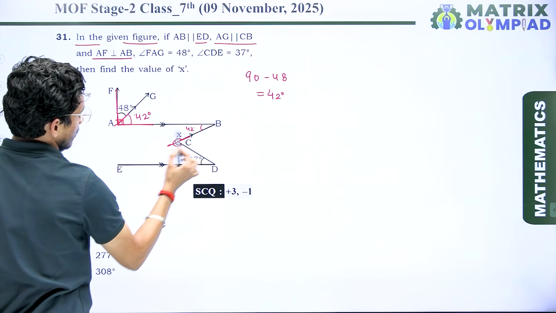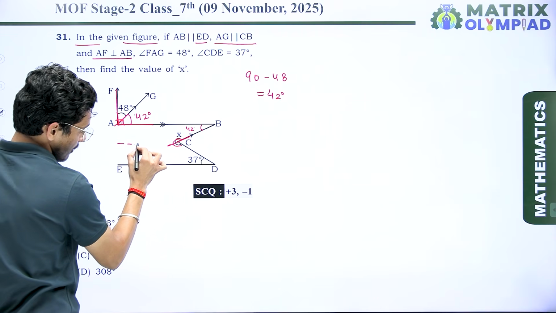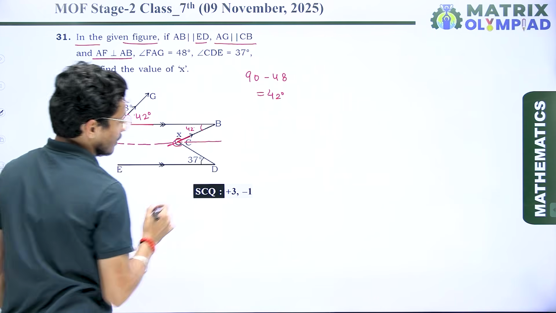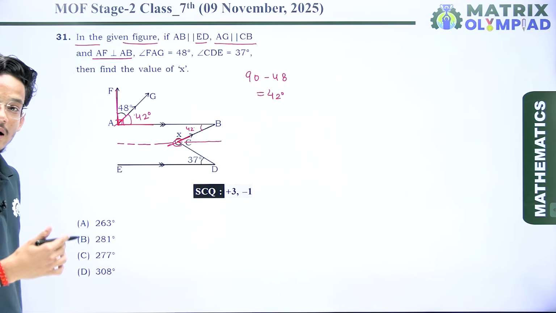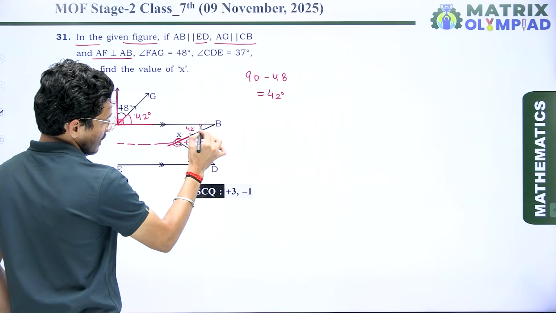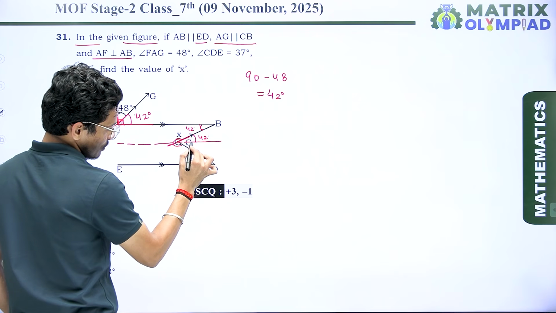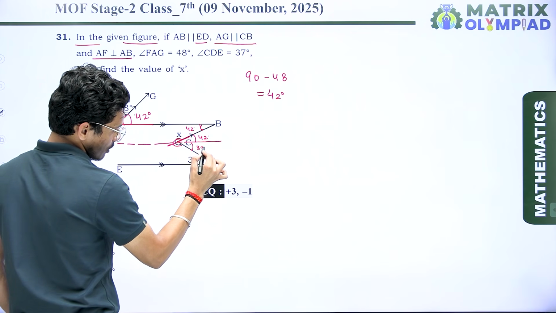So here we have AB and ED parallel. So what we do? First we construct a line which is parallel to AB and ED and passes through the point C. We know this angle is 42, so this angle is also 42. We know this is 37, so this one is also 37 due to alternate angles.